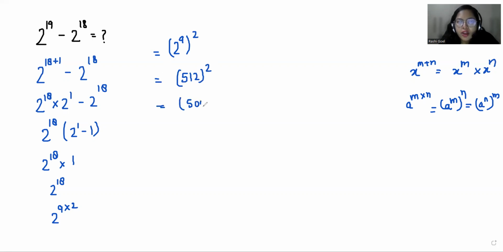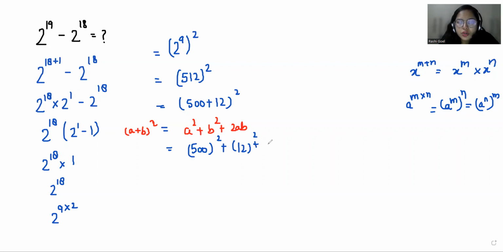512 we can write as 500 plus 12 whole power 2. So here I am going to use a very famous identity, that is a plus b whole square equals a square plus b square plus 2ab. Where a is 500, so 500 square plus 12 square plus 2 times 500 times 12.